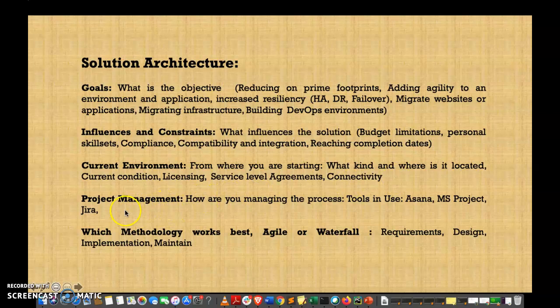For project management, what tools are you going to use? MS Project or Jira or something that you might use. Then again, methodology which suits you the best for design, implementation, and maintenance. So that all needs to be considered when you look at solution architecture.